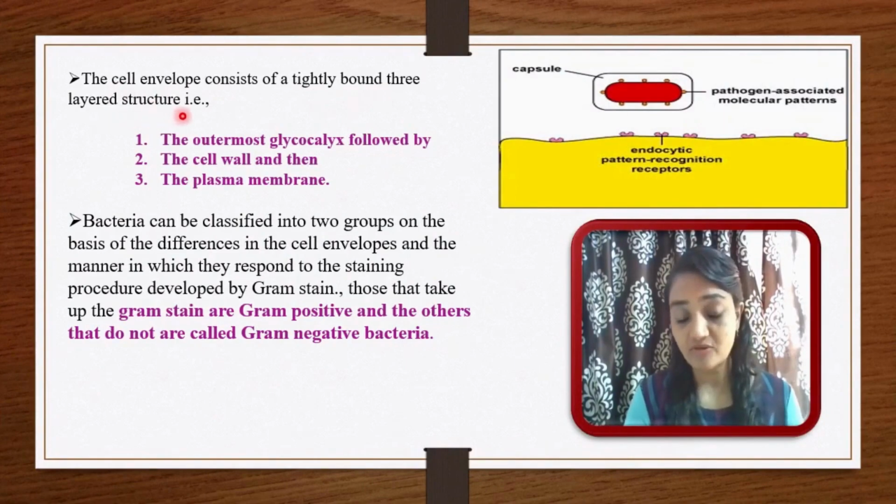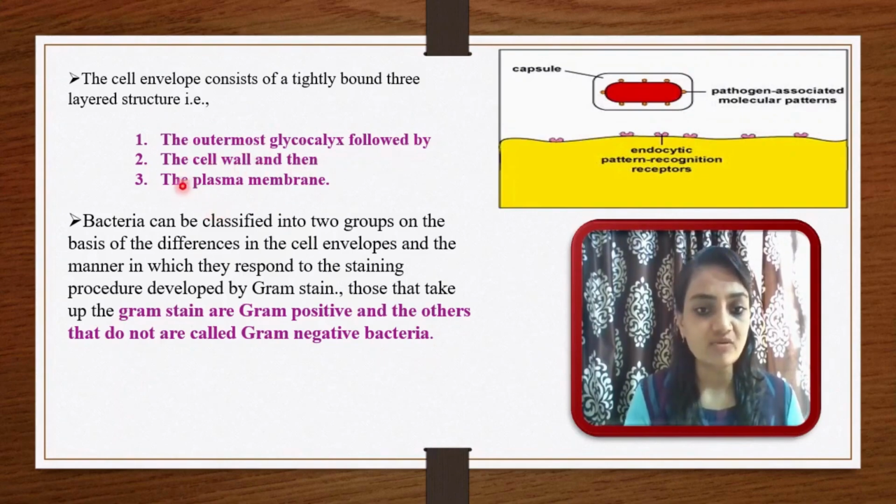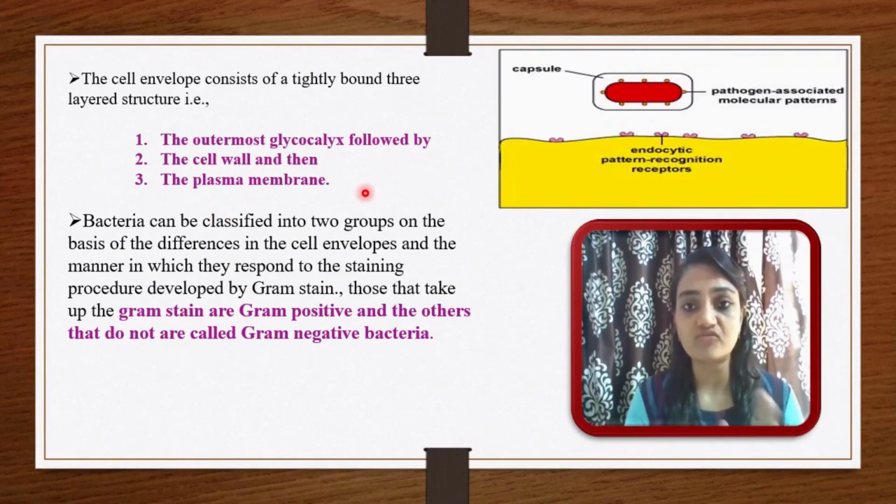Okay, which we have already discussed in the previous slide. The outermost is the glycocalyx, which is also called the capsule, and it is followed by the cell wall, and then the innermost is the plasma membrane. So these three layers will be found in any prokaryotic cell, especially in the case of bacteria.